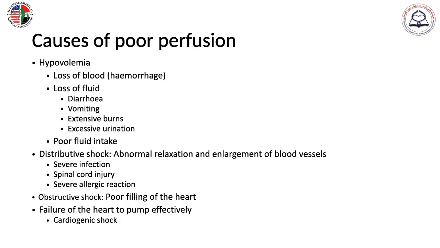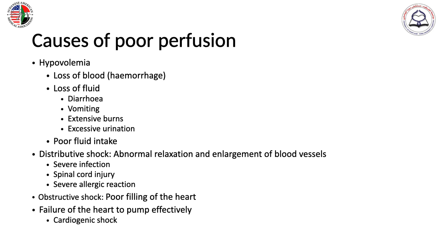Shock is classified into four types: hypovolemic, distributive, obstructive, and cardiogenic. In hypovolemic shock, there is fluid loss, which could be vomiting, diarrhea, excessive burn, excessive urination, or poor oral intake. When there is loss of blood, this is hypovolemic hemorrhagic shock, as in hematemesis, melena, postpartum bleeding, or trauma leading to bleeding in different areas like the lungs, the abdomen, the pelvis, or external bleeding.